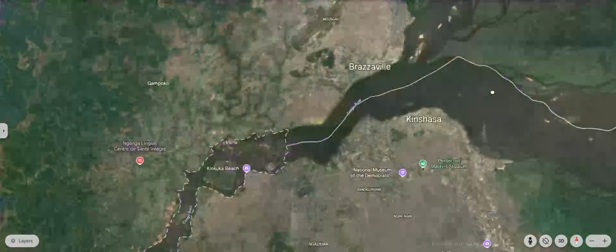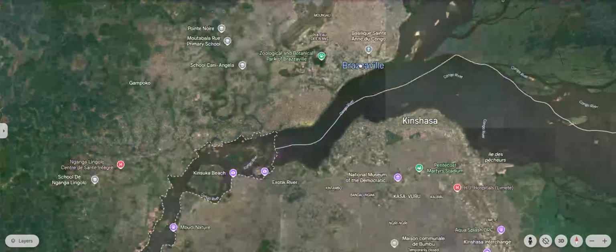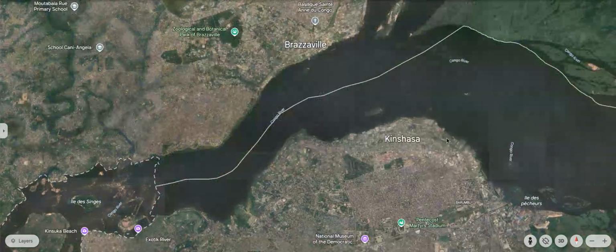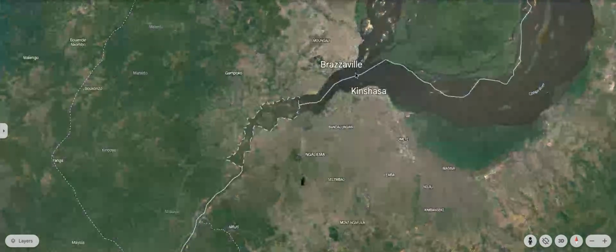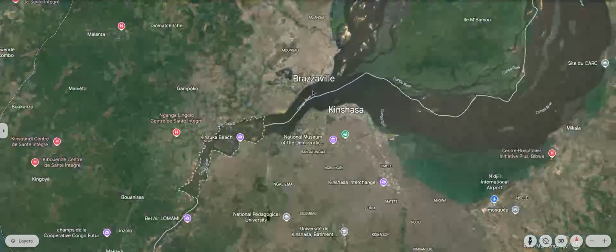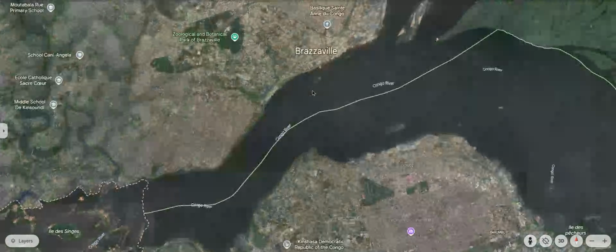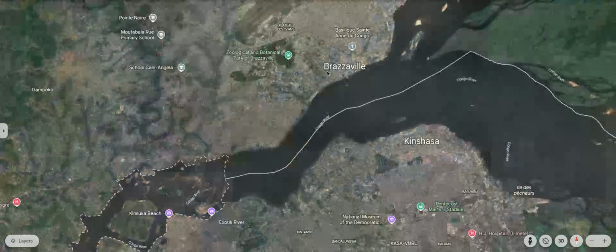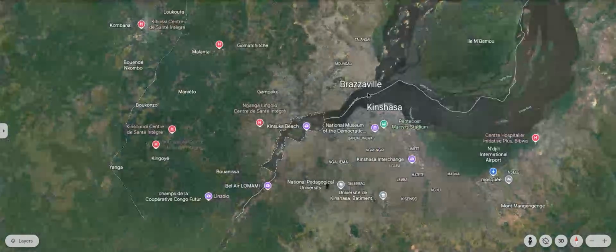So, now we have Brazzaville and Kinshasa, both of which are capital cities. I think it's really weird that you have your capital cities right next to each other, even though you're both massive countries. But I guess that's not really a problem, because there's no border dispute over here. So that's just fine.